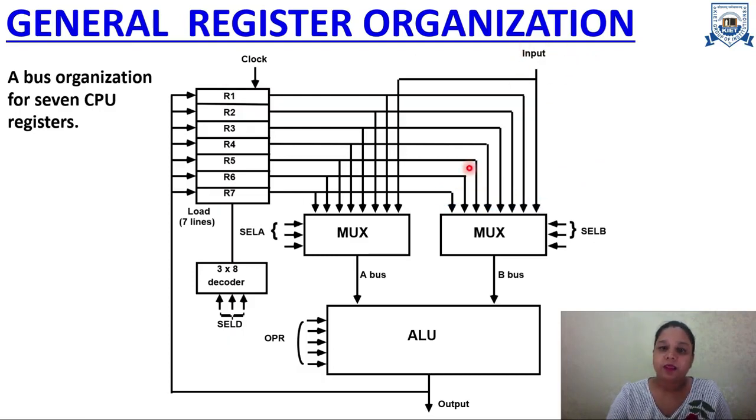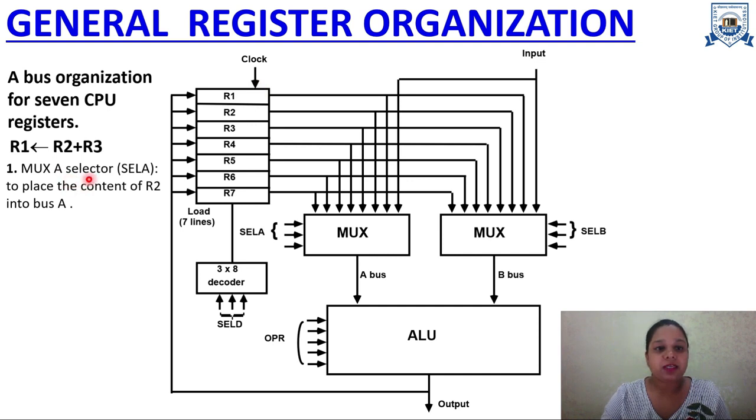Okay. Now let's take the example of R2 plus R3. The result of this will be stored in R1. This is the simple micro operation. We will see how this micro operation is executed on this register organization in our CPU. So let's start.